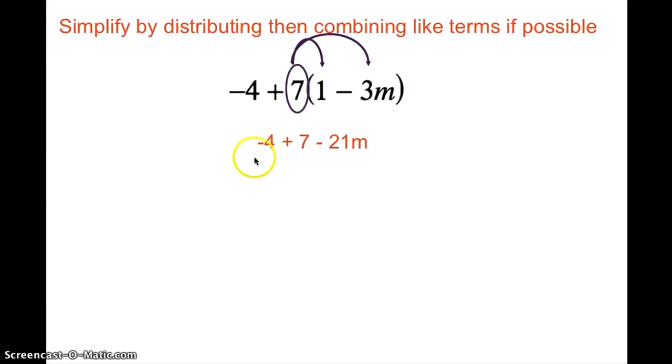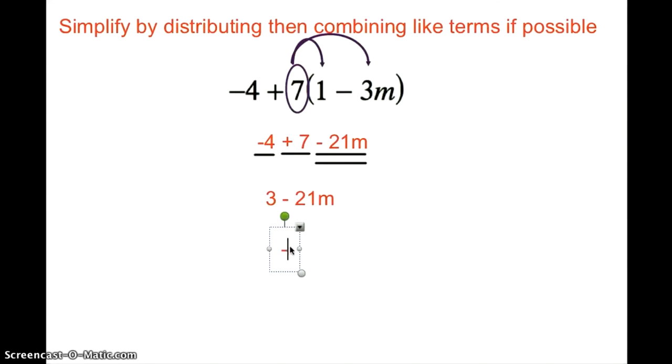So I'm going to draw my lines underneath my families. So -4 is going to be in the same family as +7, and -21M is going to be in its own family, so I'm going to double underline it. So adding the coefficients, a -4 fighting a +7, positives are going to win by 3, and -21M is just going to stand alone.